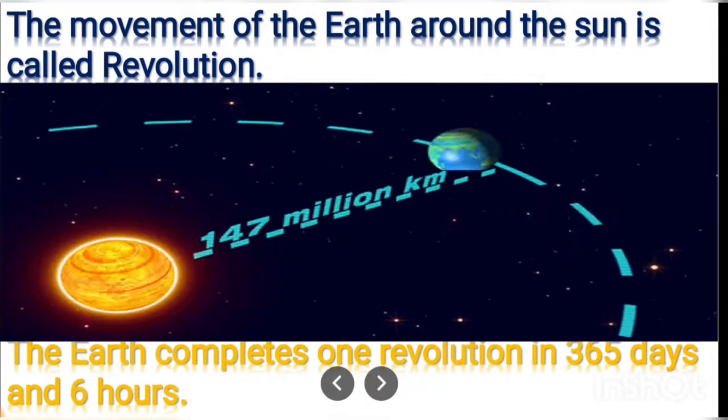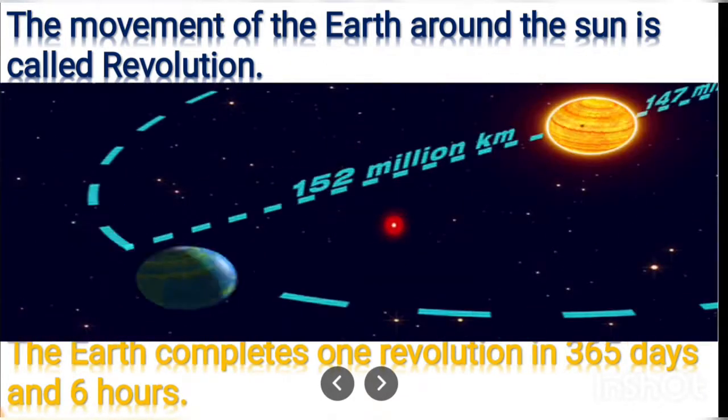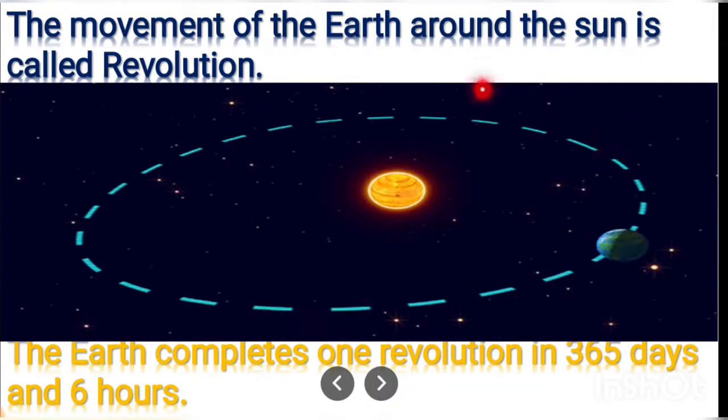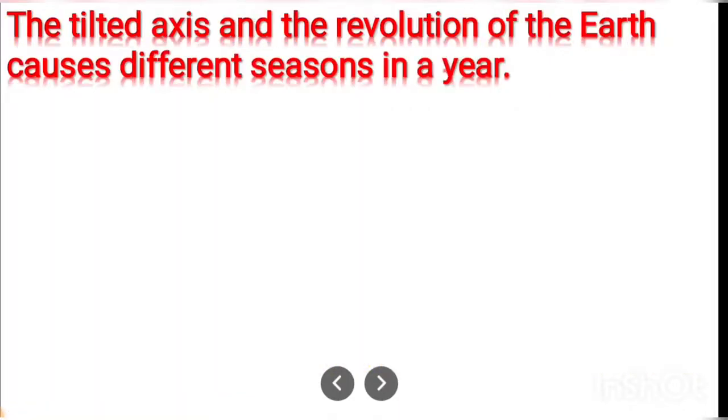Next, coming to the next movement, which is revolution. The movement of the earth around the sun is called revolution. That is basically the earth is revolving around the sun, and that movement is called the revolution. The earth completes one revolution in 365 days and 6 hours. So that's why we have 1 year, which is equal to 365 days. So let's see the picture. Can you see? The earth is revolving around the sun. So the movement of the earth around the sun is called the revolution.